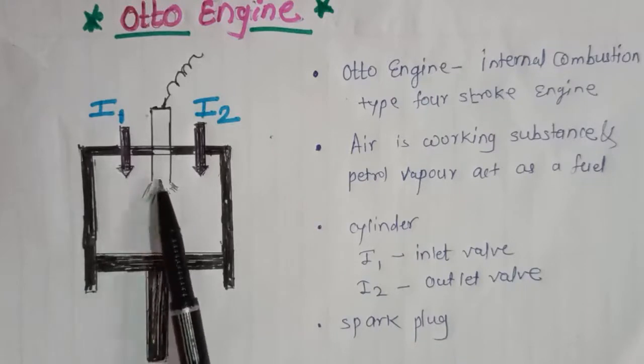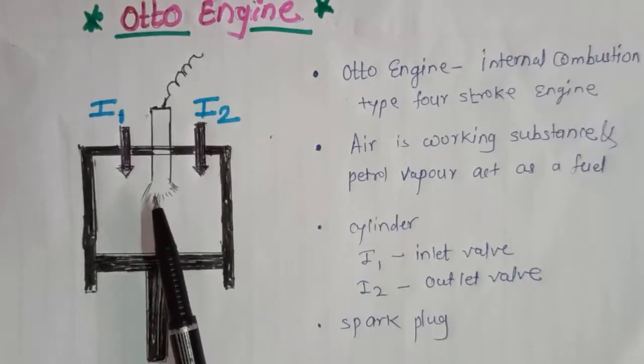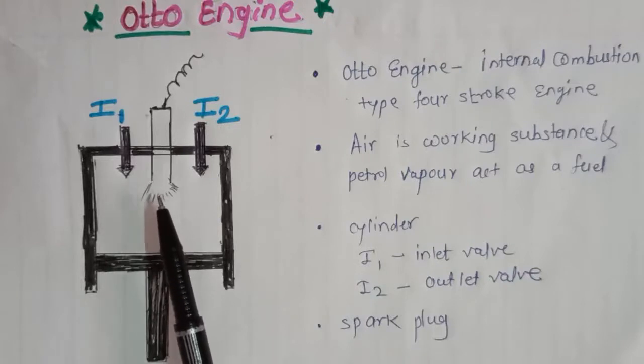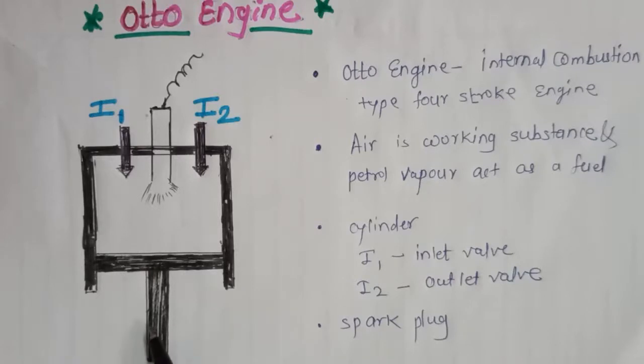There is also a spark plug which produces a high voltage spark of current in the cylinder to burn the fuel mixture, that is the petrol vapor, and this piston is connected to the rod of the wheel.